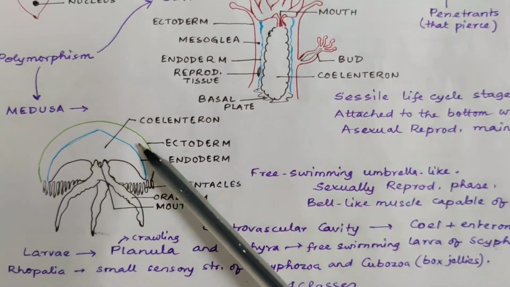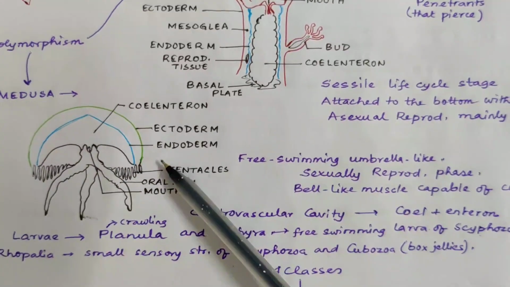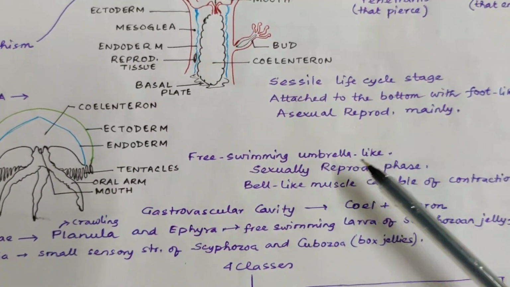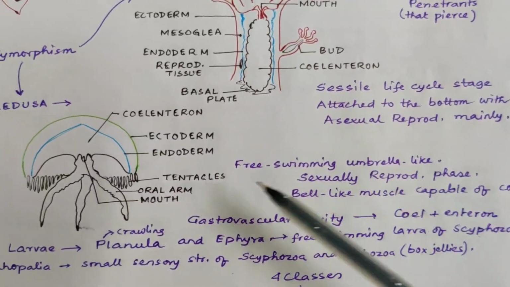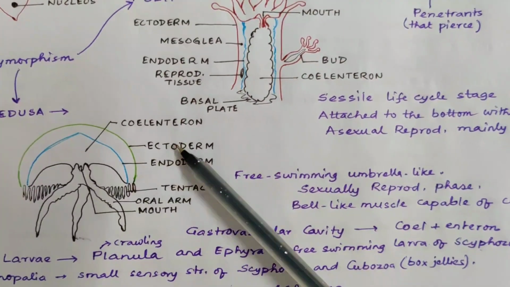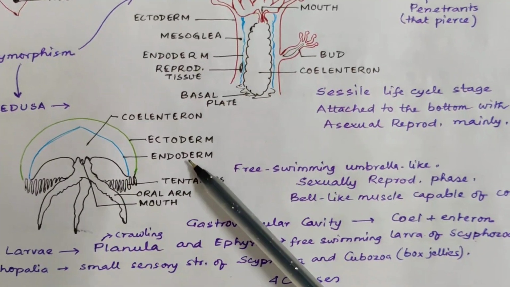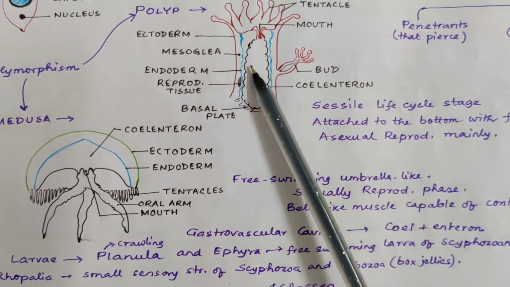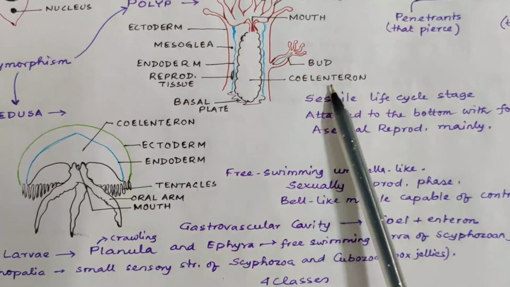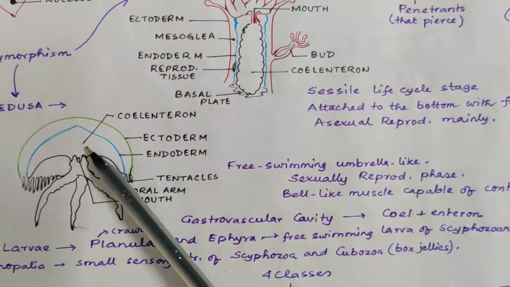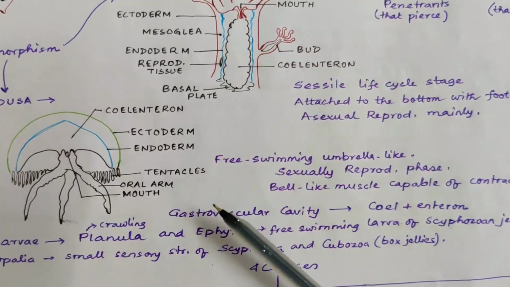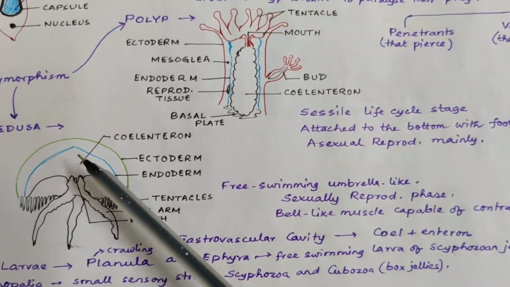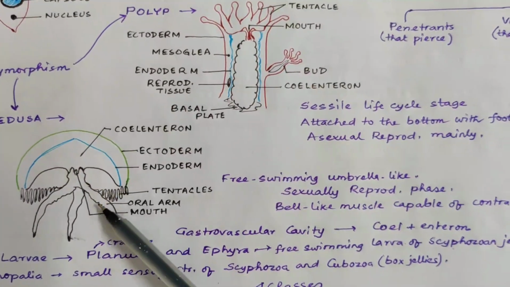And the sexually reproducing phase is called medusa. It is an umbrella-like structure, free-moving, free-swimming. It also contains ectoderm and endoderm. In between there is mesoglea. Here we have a cavity. Here also you can see this cavity. This is called coelenteron. What is coelenteron? Coelenteron is the gastrointestinal cavity. Coel means cavity, enteron means intestine.